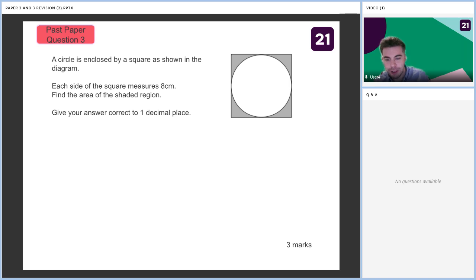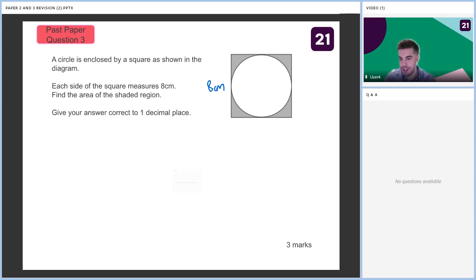Right then, I'm going to go through a couple of questions with you now to do with circles. This first one we'll have a quick read through, and then I've got a little poll for you guys as well. So a circle is enclosed by a square as shown in the diagram. As you can see, we've got a square on the outside and a circle that fits perfectly inside the square. And it says each side of the square measures 8 centimeters. So we'll just pop that on the left-hand side just there. Find the area of the shaded region. Give your answer correct to 1 decimal place.